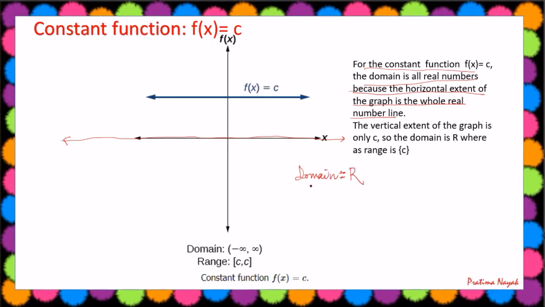Then what is the range? The range is only small c. We write it within curly brackets as a set containing only one element, that is c. So the domain can be written using an interval, or we can simply write all real numbers. Similarly for the range, if we write in interval form, we write it this way. Brackets mean both ends are included, and parentheses mean they are not included. And the range has only one element. I hope it is clear.